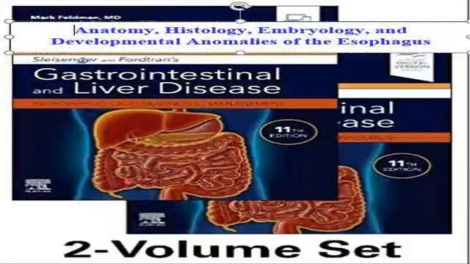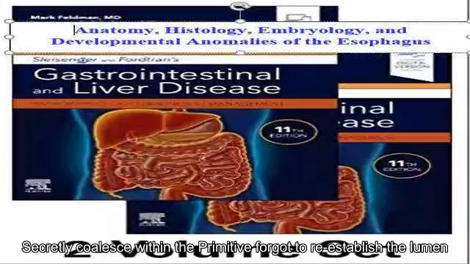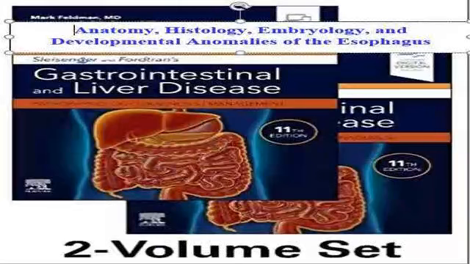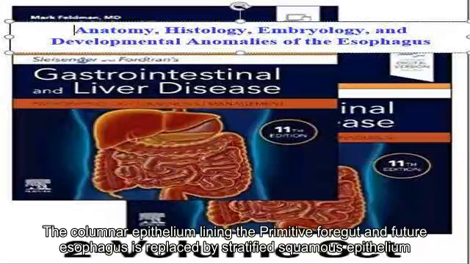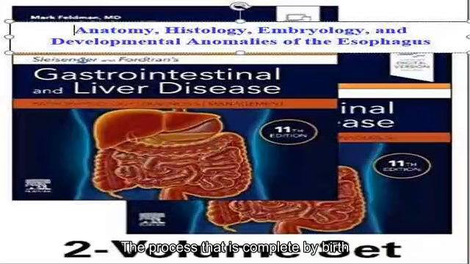By week 10, vacuoles appear and subsequently coalesce within the primitive foregut to re-establish the lumen. By week 16, the columnar epithelium lining the primitive foregut and future esophagus is replaced by stratified squamous epithelium, a process that is complete by birth.